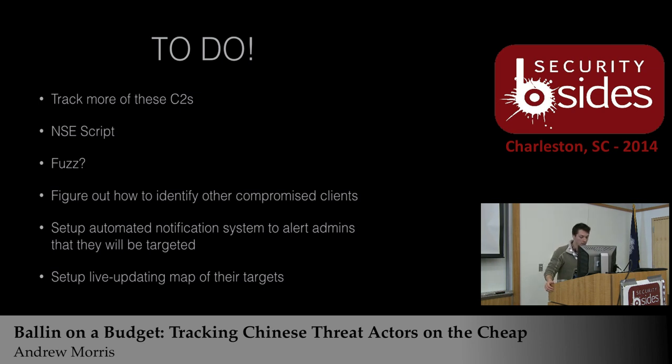I would like to build an automated notification system so that as these target IP addresses are leaked out of the C2, or as the instructions are sent out, there's an automatic whois lookup of that IP address, and then an email gets sent to the contact email address saying, hey guys, batten down the hatches because you are about to get hit with a DDoS attack.